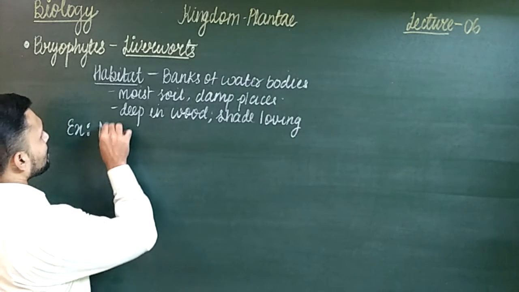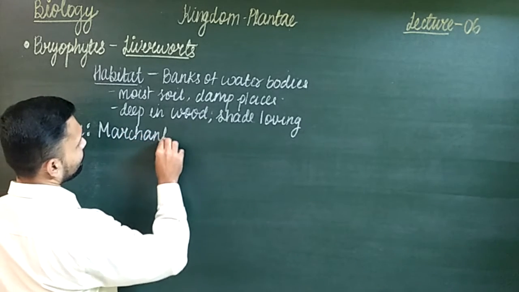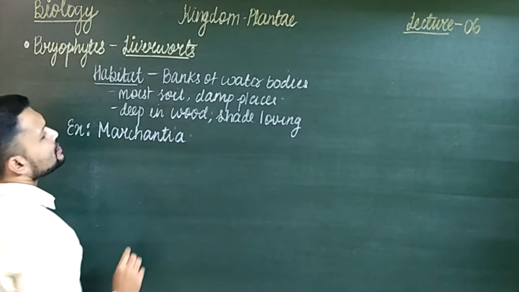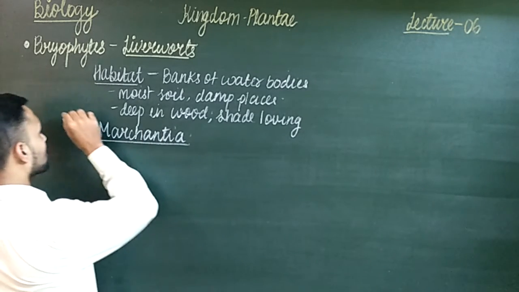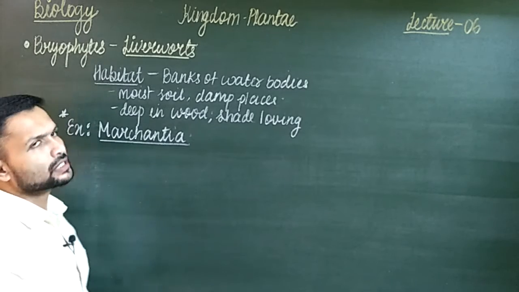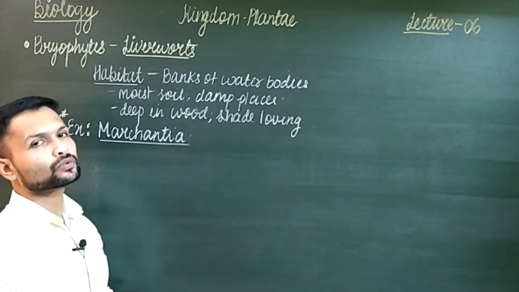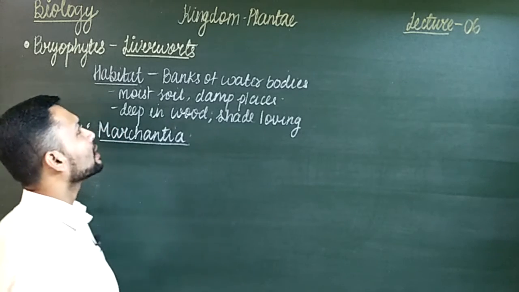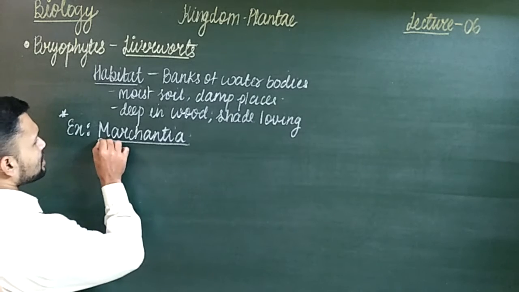So one example of liverwort is Marchantia. Okay, it is Marchantia. So this is an example that you need to learn for your entrances. Whenever they want to ask you something about liverworts, they will give you this example instead of the name of the plant. You can say division. So Marchantia is one of it.